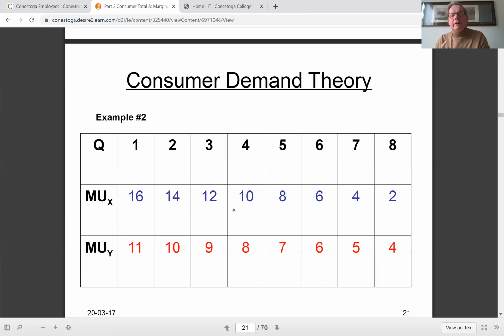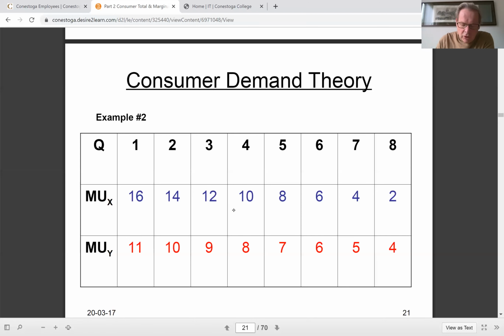Where are we going to spend the ninth and 10th dollar? Are we going to buy the fifth and sixth unit of Y, or are we going to buy the third unit of X? We will buy the fifth and sixth unit of Y because it gives us 13 levels of satisfaction. If we buy the third unit of X, we will only get 12. 13 is greater than 12, therefore we will buy the fifth and sixth unit of Y.